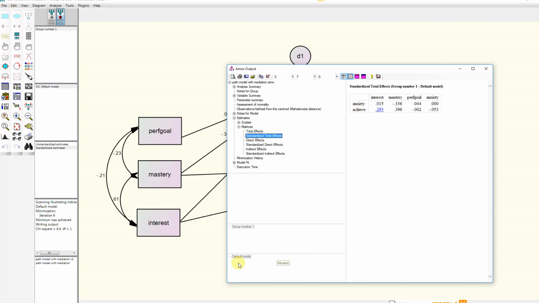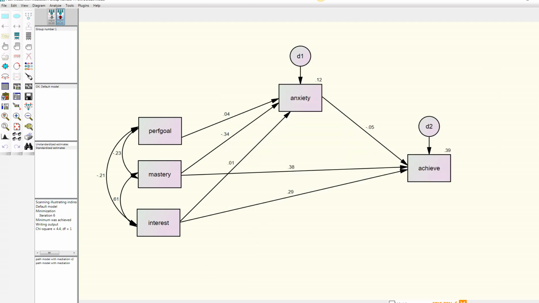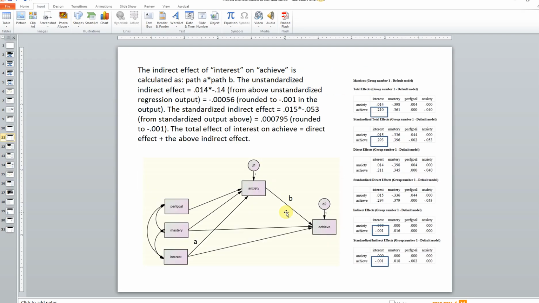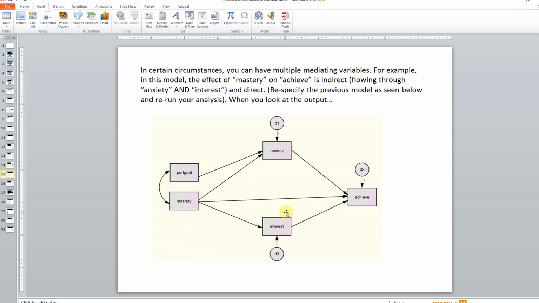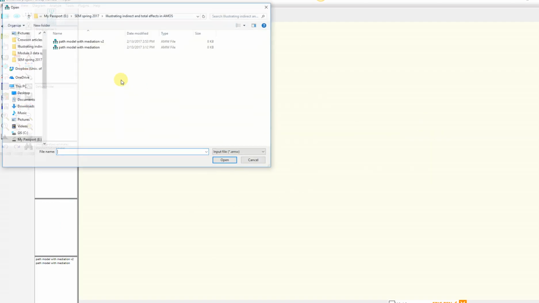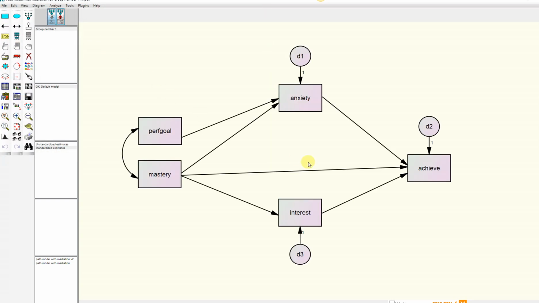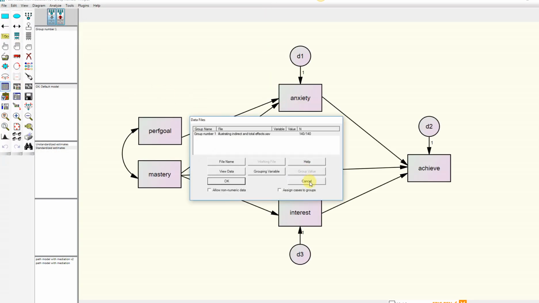So now let's say I want to modify things, and let's say I include another mediator. Let's make interest a mediator, both interest and anxiety mediators between, let's say, mastery and achieve. So I've got mastery predicting anxiety, mastery predicting interest, and both of these are influencing achievement in this particular model. So really quickly, I'll draw this out. I'll just pull up that particular model that we see right here, and in this particular case, there it is.